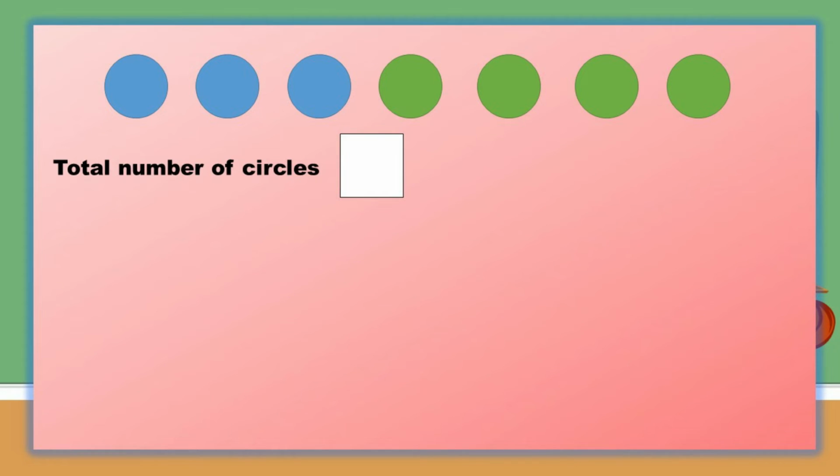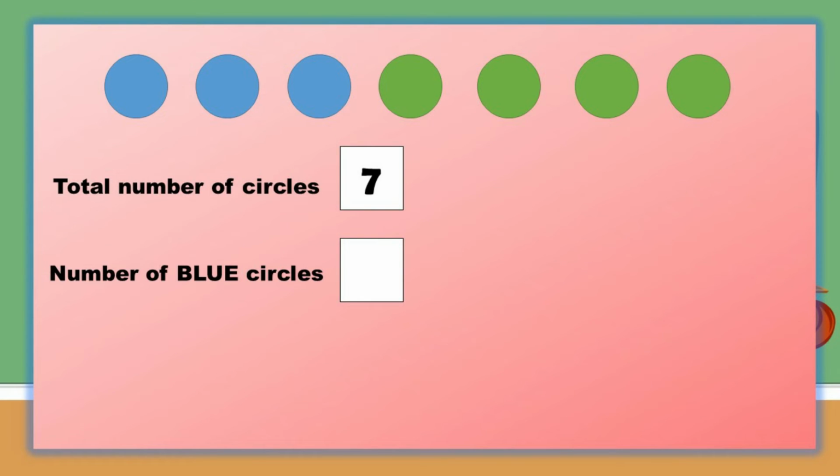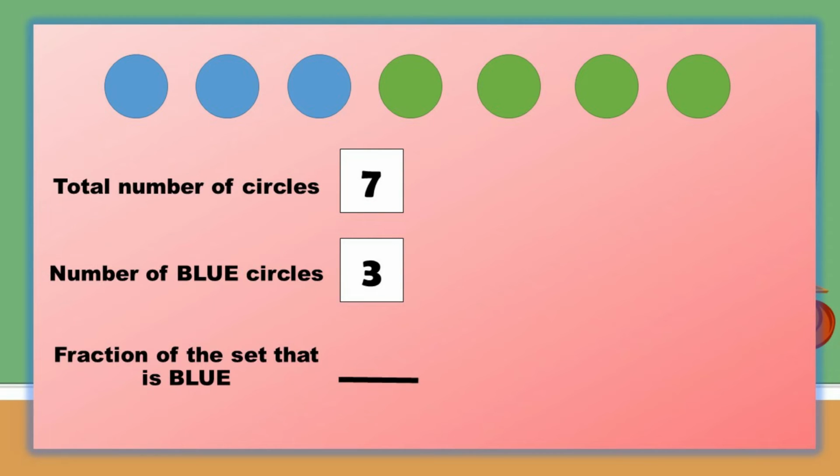Look at the objects. How many circles are there in all? Good job! There are 7 circles. How many blue circles are there? Good job! There are 3 blue circles. What is the fraction of the set that is blue? Remember, it's blue first in the numerator. Good job! Our fraction of the set that is blue is 3/7.